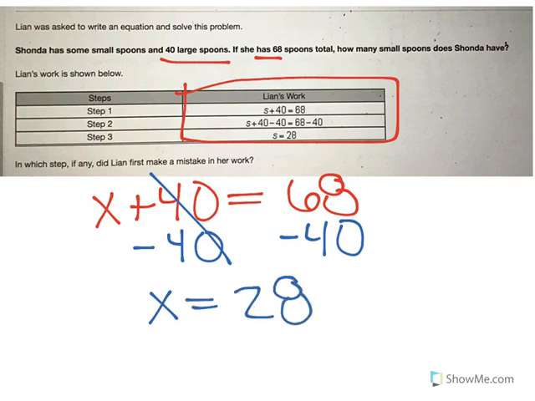If I plug 28 back into the original equation, 28 plus 40 does equal 68. So, did she make any mistake? No, she didn't. She solved it. She set it up perfectly, solved it, following the proper steps. So, good job, Liam. All right, last one.